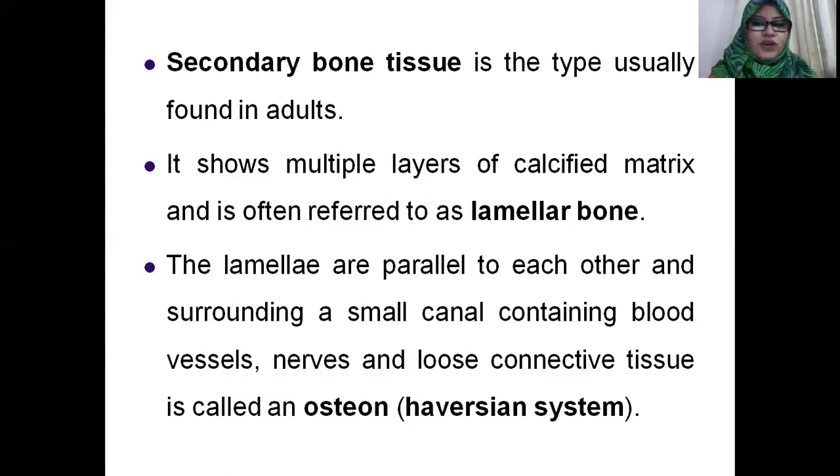Secondary bone tissue is the type usually found in adults. It shows multiple layers of calcified matrix and is often referred to as laminar bone. The lamellae are parallel to each other and surround a small canal containing blood vessels, nerves, and loose connective tissue, called an osteon or Haversian system.